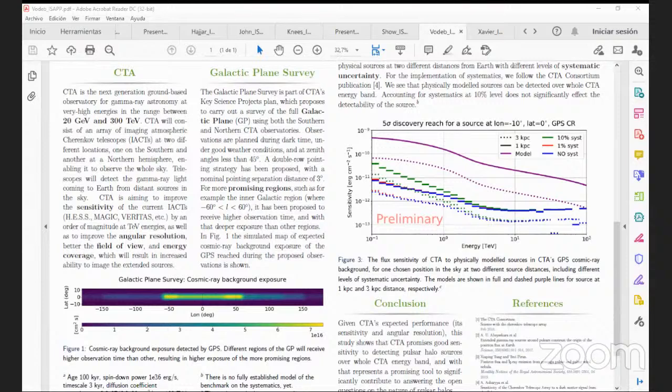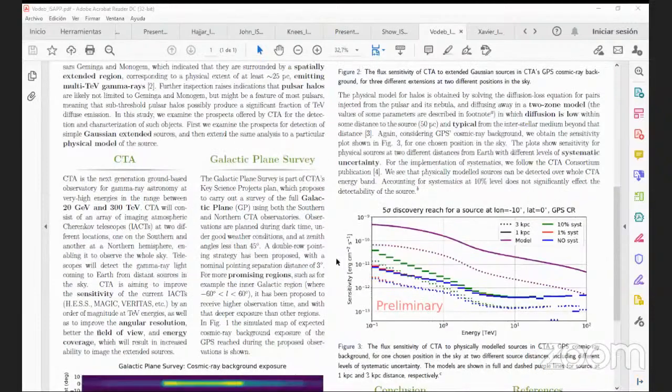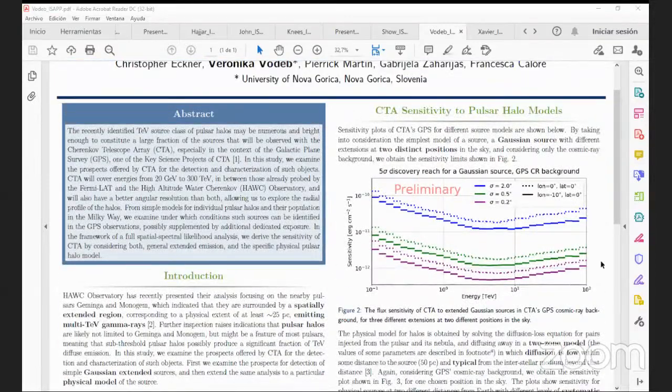So our group designed our calculations in a way that we chose different positions in the sky that were covered by this proposed Galactic Plane Survey and examined the sensitivity to a particular source placed at a particular position. These preliminary sensitivity curves are shown in figures 2 and 3. So we can move first to figure 2.